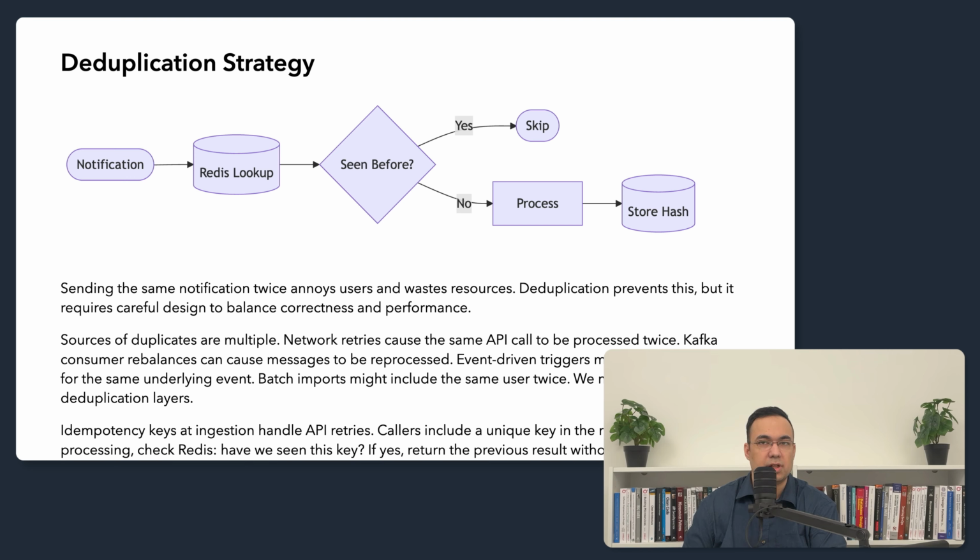An important thing to note is that deduplication is best effort, not guaranteed. In distributed systems, race conditions can still allow for occasional duplicates. If two workers process the same notification simultaneously before either stores the deduplication key, both might send. Accept that some duplicates are possible and design your notifications to handle this gracefully. Now let's dive deeper into idempotency guarantees.